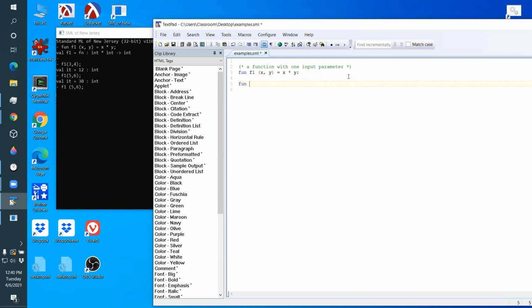F2 is going to take a tuple, x and y, and another tuple, u and v, and I'm going to compute their dot product. So I'll take x times u plus y times v. That's the dot product of two vectors. Now, this is going to be a function of two parameters.